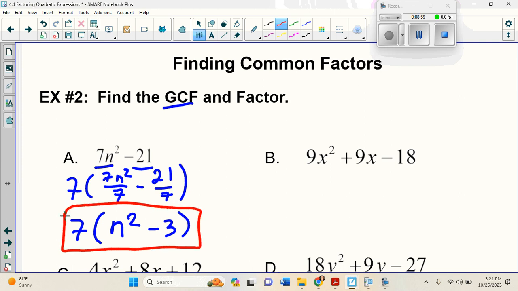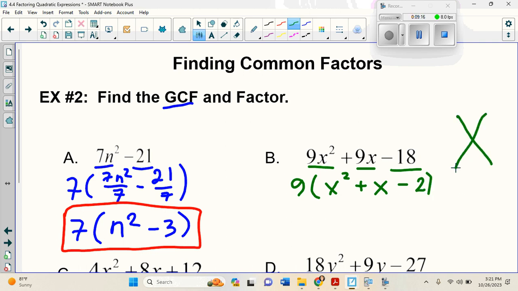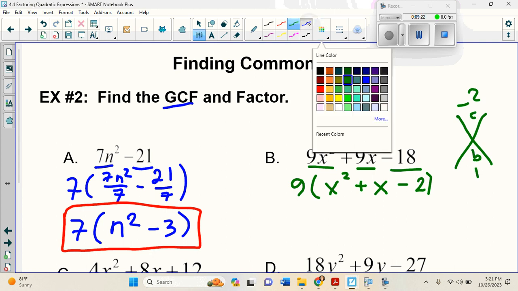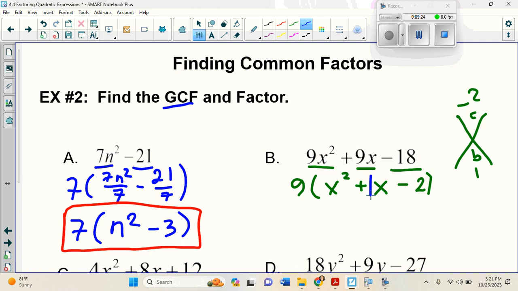Okay, looking at B, we have 9x squared plus 9x minus 18. There's a common factor of 9. That will give me x squared plus x minus 2. And then I need to find the factors of negative 2, that's C, that add up to B, 1. The 1 comes from this value here. Technically, there's an invisible 1.